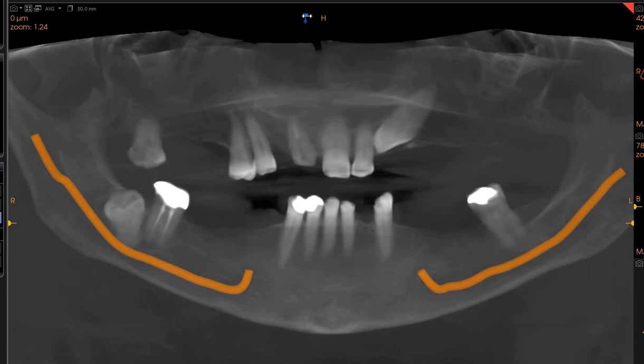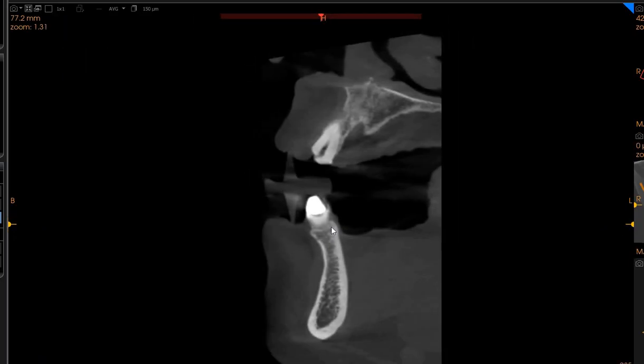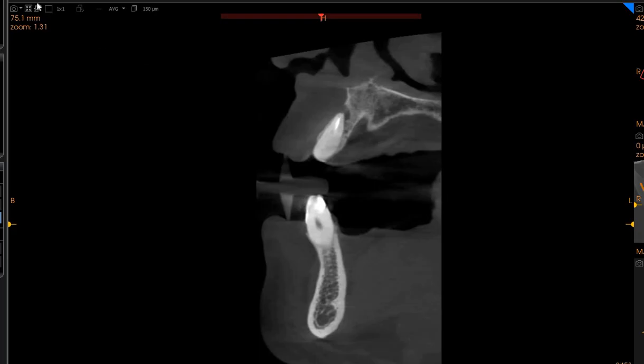Here is the CBCT of the patient that you had requested. The area of interest hasn't been mentioned, so we'll go through the entire CBCT. The upper right lateral incisor, the first quadrant, is endo-treated, but there is a periapical radiolucency.